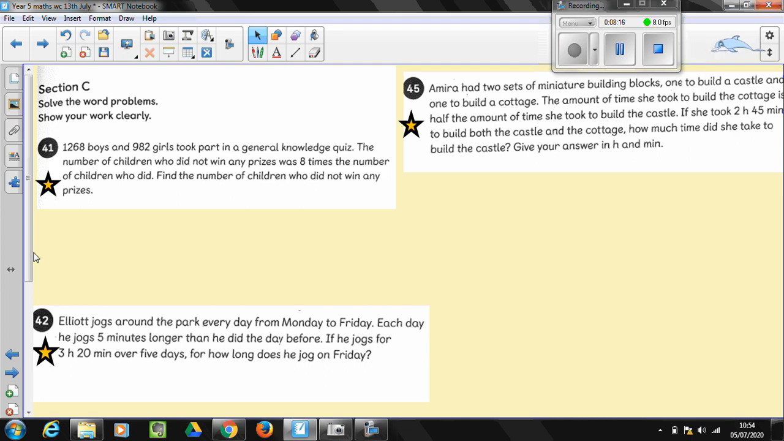1,268 boys and 928 girls took part in the general knowledge quiz. I wonder how many children that was altogether. The number of children who did not win any prizes was 8 times the number of children who did. My suggestion here is to use a bar model to help you picture it. Find the number of children who did not win any prizes. Take it step by step and try and solve it. Pause the video now and have a go.